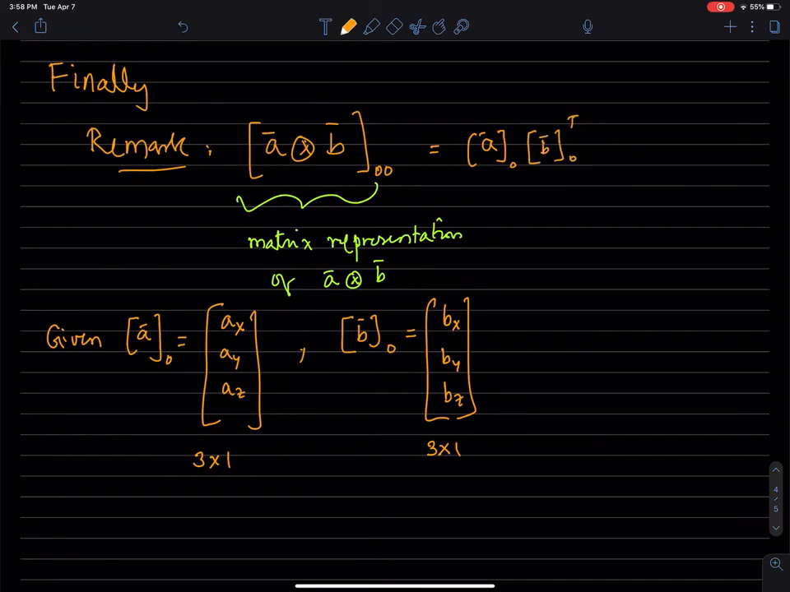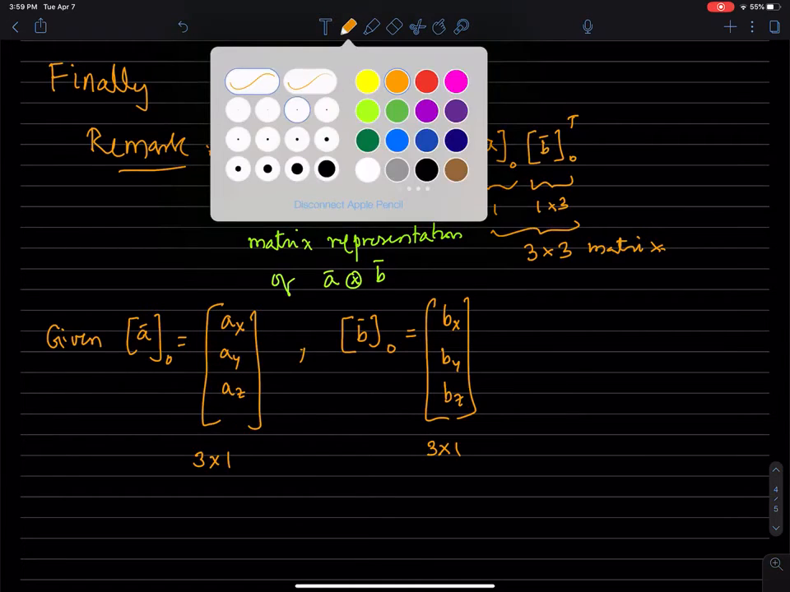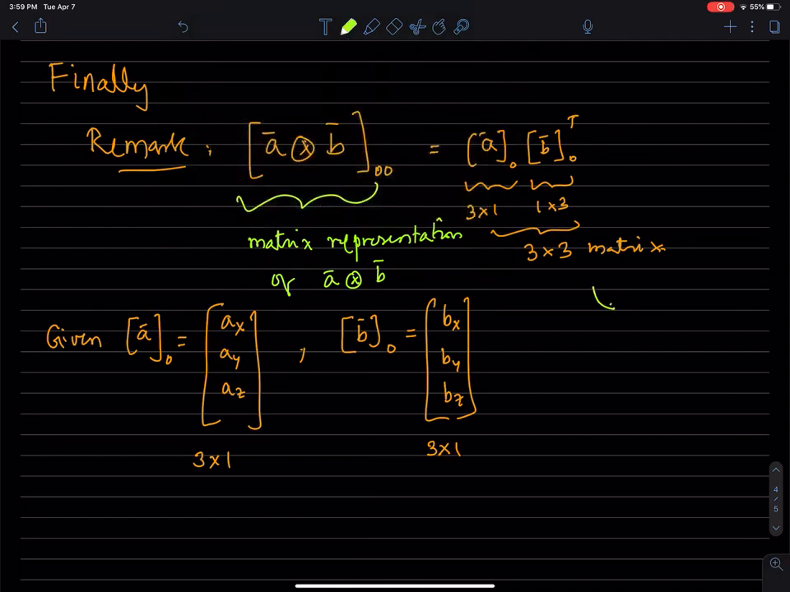Okay, so because this will be a 3 cross 1 matrix, and this will be a 1 cross 3 matrix, you'll get a 3 cross 3 matrix. Okay, so that's actually the matrix representation of this quantity. That's the 3 by 3 matrix. Okay, and as an aside, if you're interested in the rank of the matrix, it's actually a rank 1 matrix.